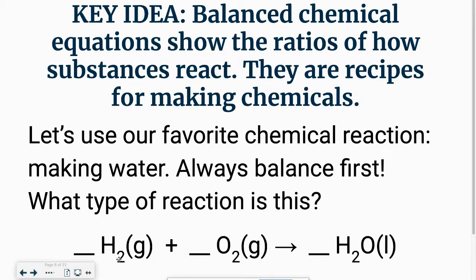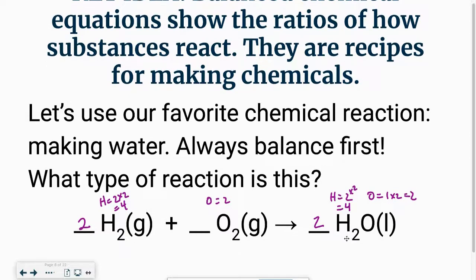So let's just check. Here we have 2 hydrogens, and here we have 2 hydrogens. We have 2 oxygens over here, but over here we only have 1, so we need to multiply this by 2 to get 2 oxygens. But this changes the number of hydrogens, because we also multiply the hydrogens times 2, so now we have 4 hydrogens. So over here we need to multiply by 2 to get the 4 hydrogens and put a 2 here. So now we have a balanced reaction.